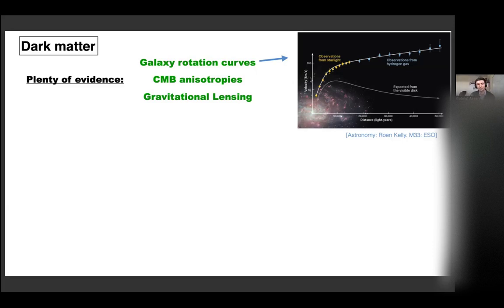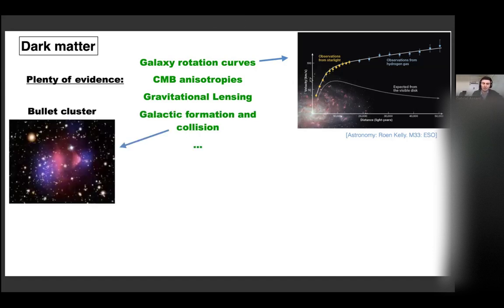There's others. You have various types of evidence through gravitational lensing experiments or anisotropies in the cosmic microwave background. Also very pretty pictures, for example, the collision of galaxies, like the bullet cluster collision, which left a mass distribution that was very well explained by the presence of dark matter. So now we're particle physicists, and we say, well, what is it actually made of?